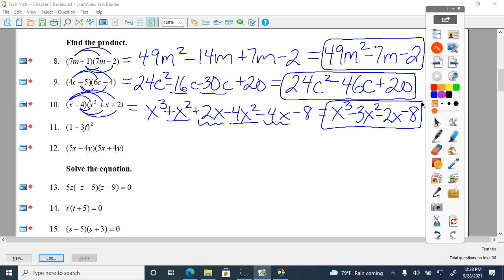What does 1 minus 3f squared mean? Write it down twice. Okay? And then work it out. So that's going to be 1 times 1 is 1. 1 times negative 3f is negative 3f. Negative 3f times 1 is negative 3f. Negative 3f times negative 3f is positive 9f squared.